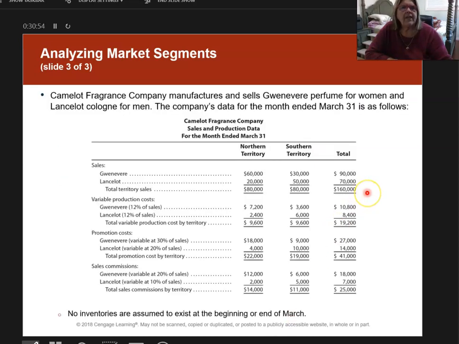And then here's an example of market segments, where I've got different territories. I've got a northern territory. I've got a southern territory. This is a fragrance company that makes a perfume for women and a cologne for men. And here's the information. So I've got different territories. Obviously, the northern territory tells you how much commission I'm making, and this territory, how much I'm making. So let's take a look a little bit further on this.